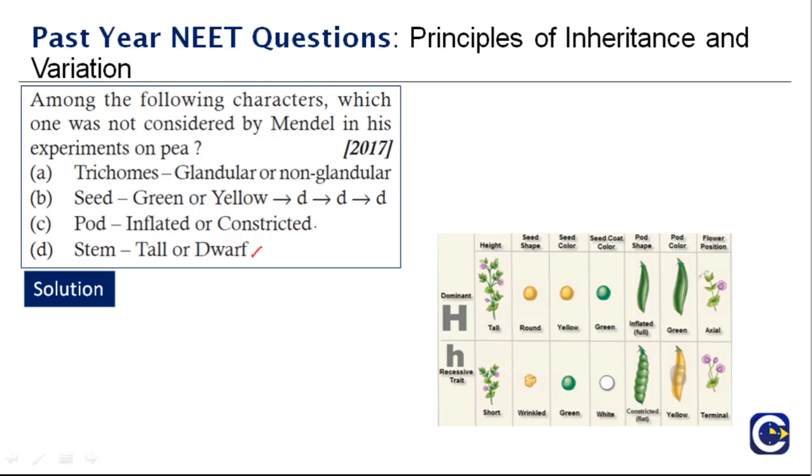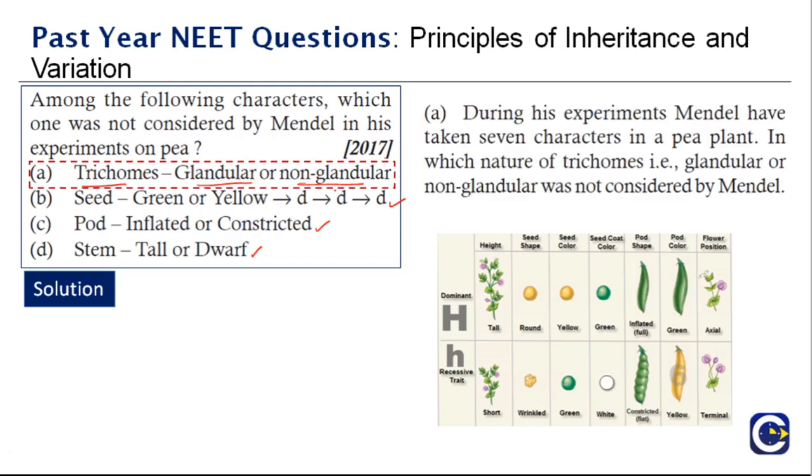Yes. Pod inflated or constricted? Yes. Seed green or yellow? Yes. And the only thing he did not see was trichomes, glandular or non-glandular. Okay, so the correct answer is A. You should definitely remember this table.